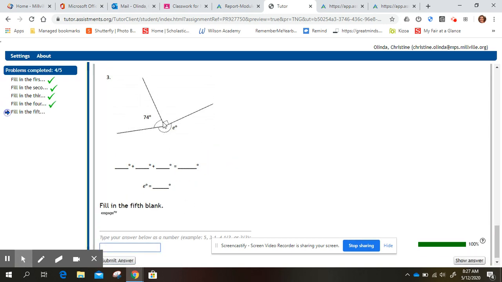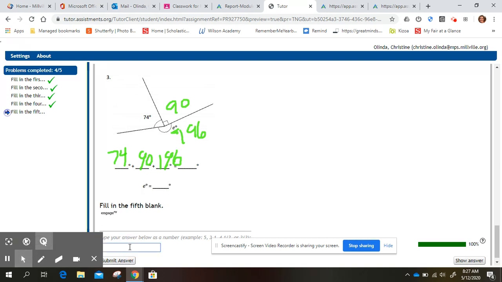And then the last blank here was the angle that we found right here. And so we had 74, we had 90, this one was 90. And then when we just did the work earlier, we found that this angle was 196 degrees, which would go here because they're asking what is angle E. And the fifth blank, E says 196.